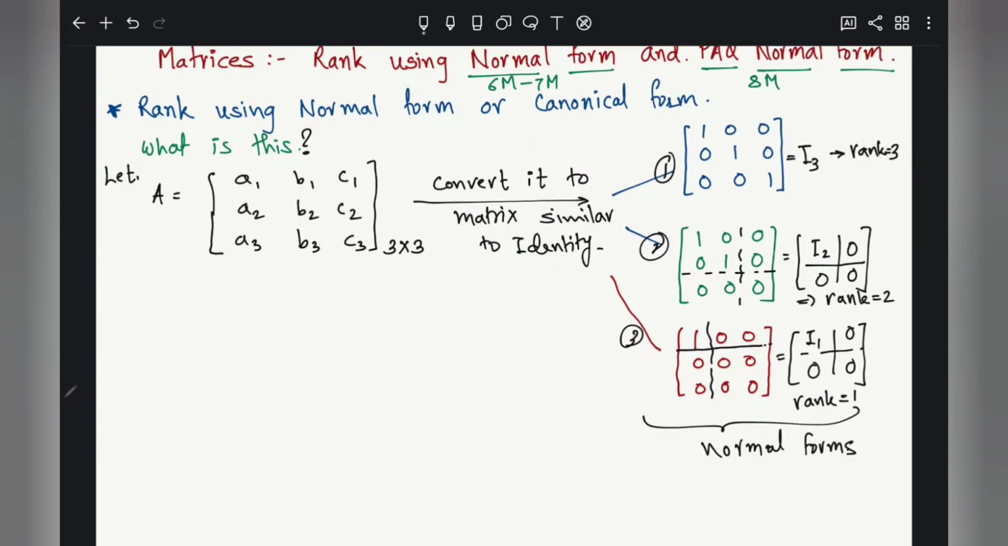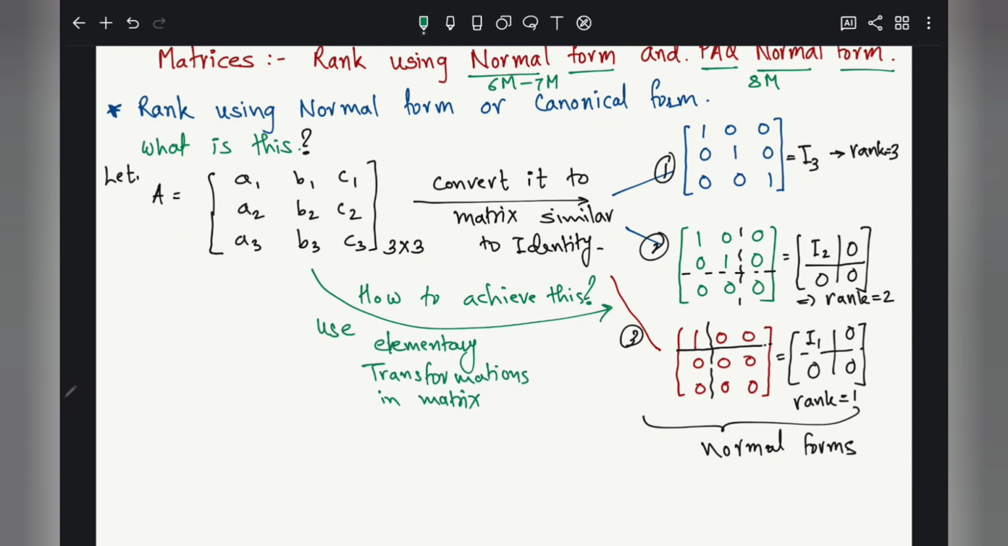So what we have to do is convert the given matrix to become like one of these. And how are we going to achieve this? For that we need to use elementary transformations in a matrix. Elementary transformations are row transformations or column transformations.